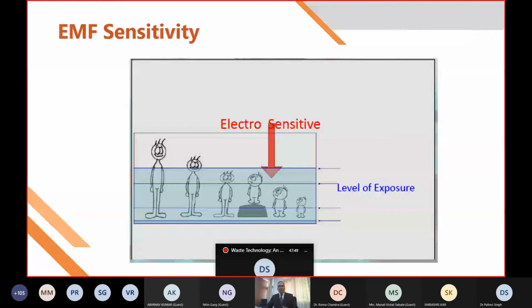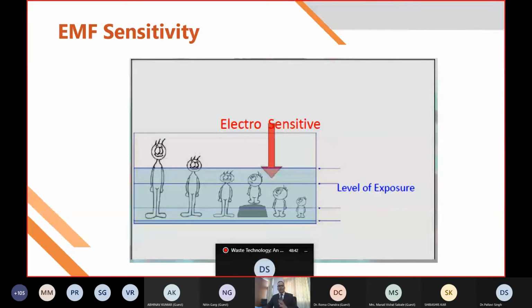So what sensitivity? Suppose we are a mature person, how much sensitivity do we have towards the exposure? So you can see here the level of exposure, kids are very much sensitive. As you grow up, the sensitivity level is increasing, so you can tolerate more and more exposure. That is why it is advised. In fact, in Britain, there is a rule that up to a certain class, the kids cannot have a mobile phone. They made their regulation, they made their policy.